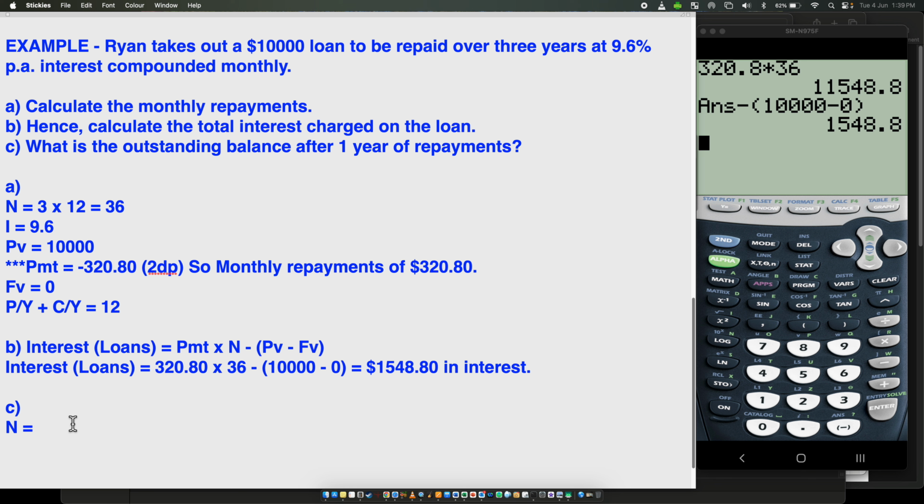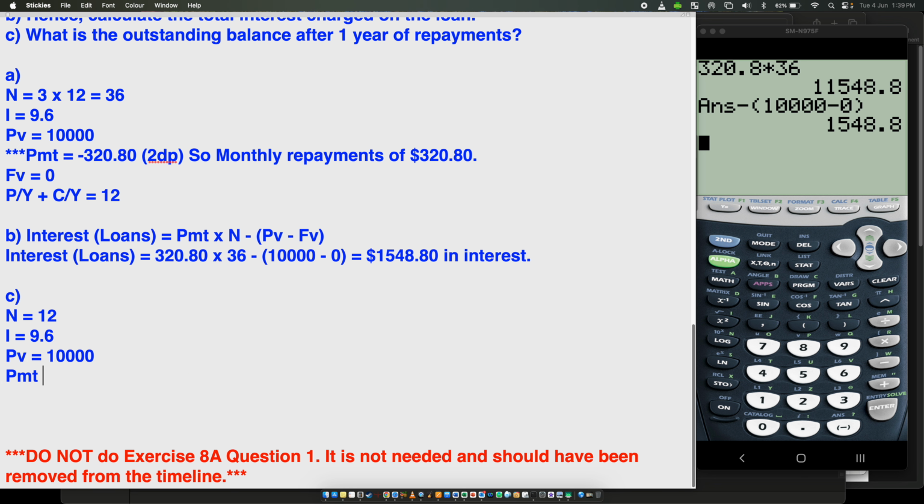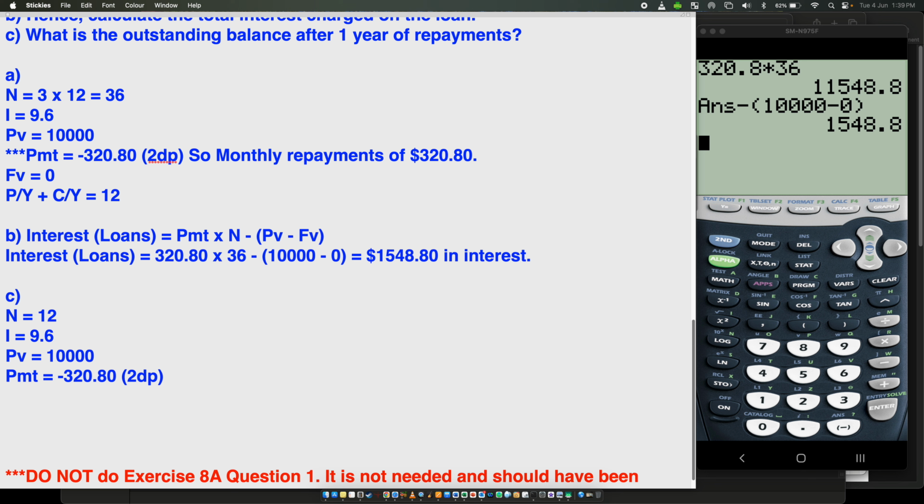12. Say it louder. 12. Yes, 12. Because everything else is going to be the same. So PV equals 10 grand. PMT is what we worked out last time, negative $320.80 to 2DP. Is FV now going to be 0? If you've only been paying this loan off for a year, is FV now going to be 0? No, you've only been paying it for a third of the time. So I'm solving for FV.